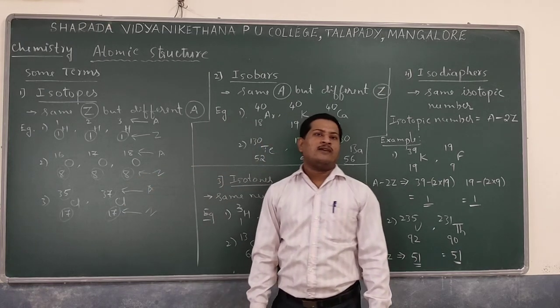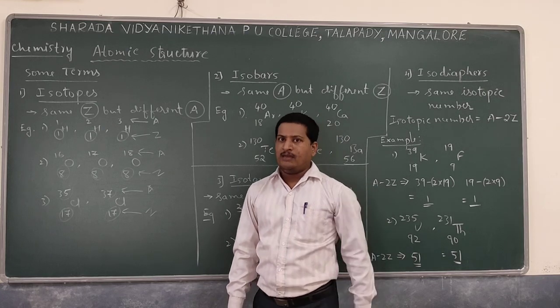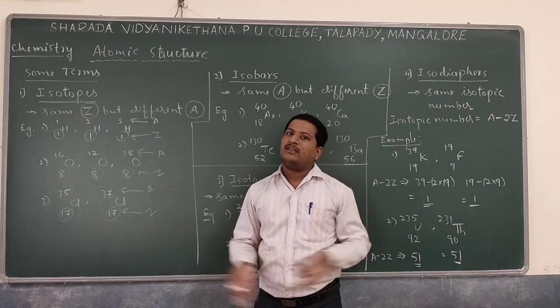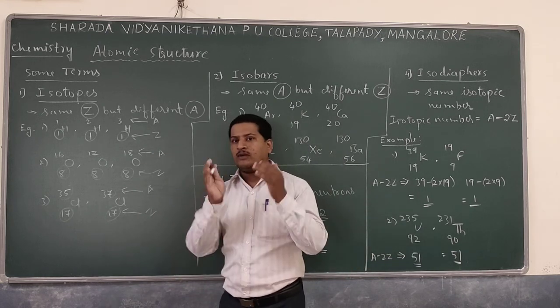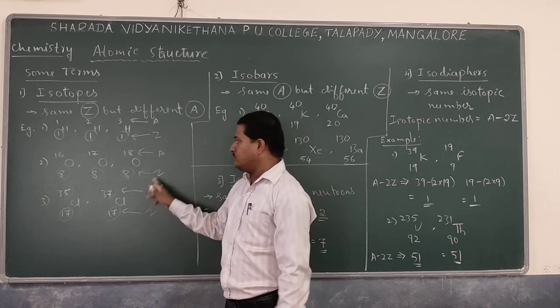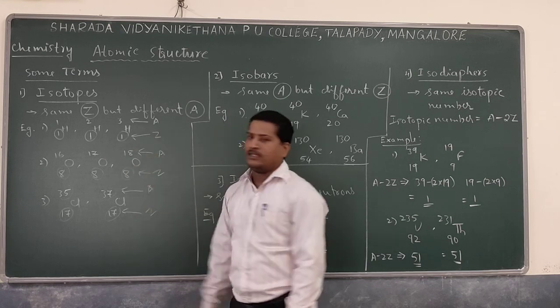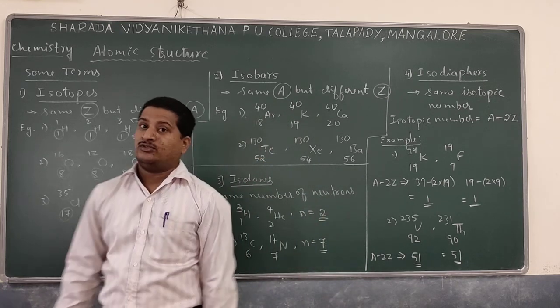That means the number of protons present are same, but the number of neutrons present may be different. Number of protons and number of electrons are same in case of isotopes, but the number of neutrons present are different. That is why the mass numbers are found to be different. So that is the first one, isotopes.